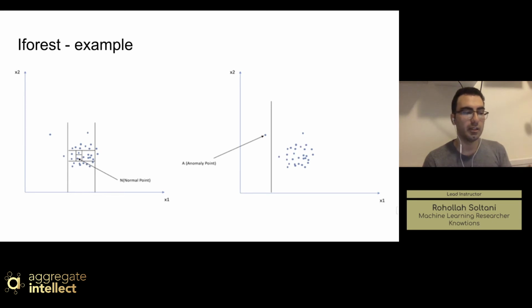So a higher isolation score is assigned to A compared to n, because A is super sparse, maybe in a lower density area of the data set. So you should be able to easily isolate it by some random cut in your data.